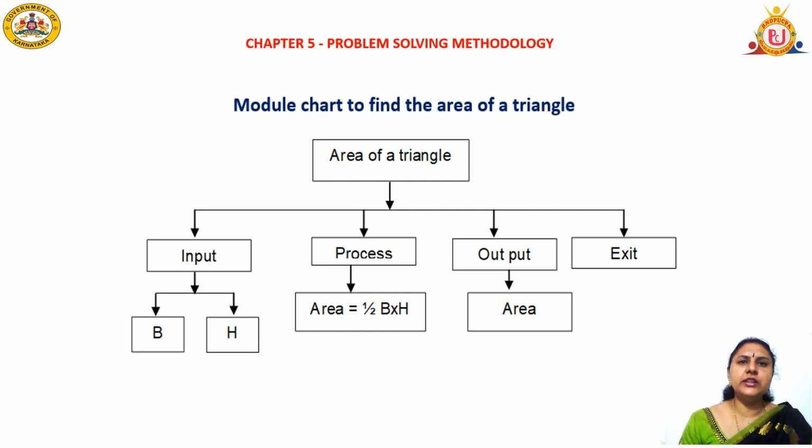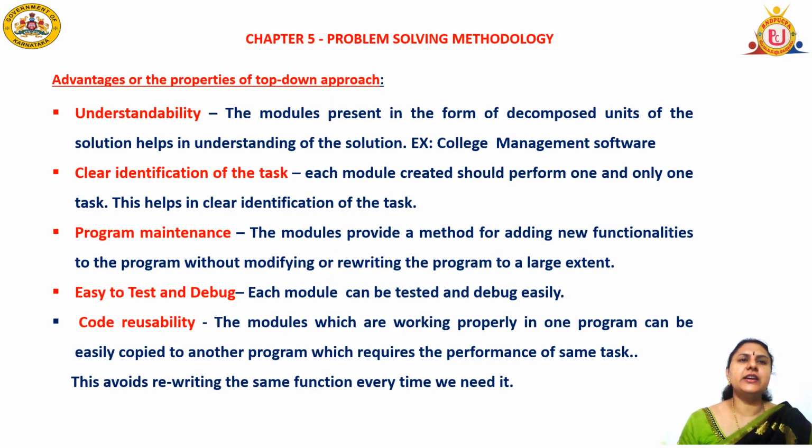Next, in this we have 4 modules, that is input, process, output and exit. Input is divided into 2 modules, that is breadth and height, that is B and H. Coming to the process part, we compute the area with the formula half into base into height, that is having only 1 module. Next, after computation, we have to print that area under the output module. The last is exit.